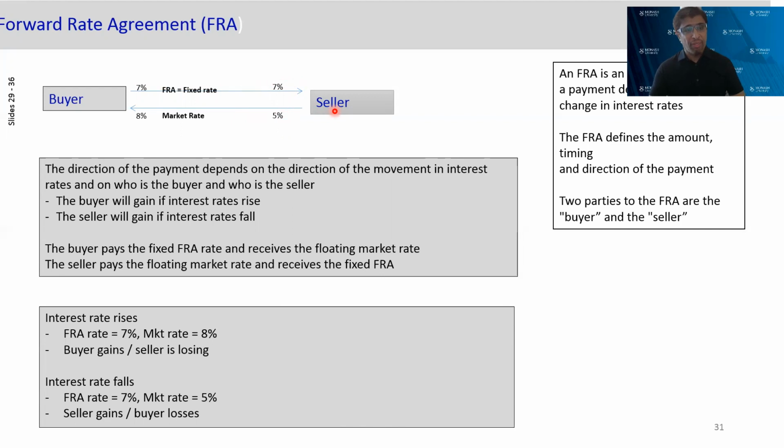That's all about the FRA contract, and we will have some calculation, and we will show you. So, if the interest rate rises, FRA rate 7%, market 8%, buyer gains 1%, and seller loses 1%. Take the opposite position. I'm talking about this graph. FRA 7%, the market rate is 5%, seller gains, and buyer loses. How much? 2%.